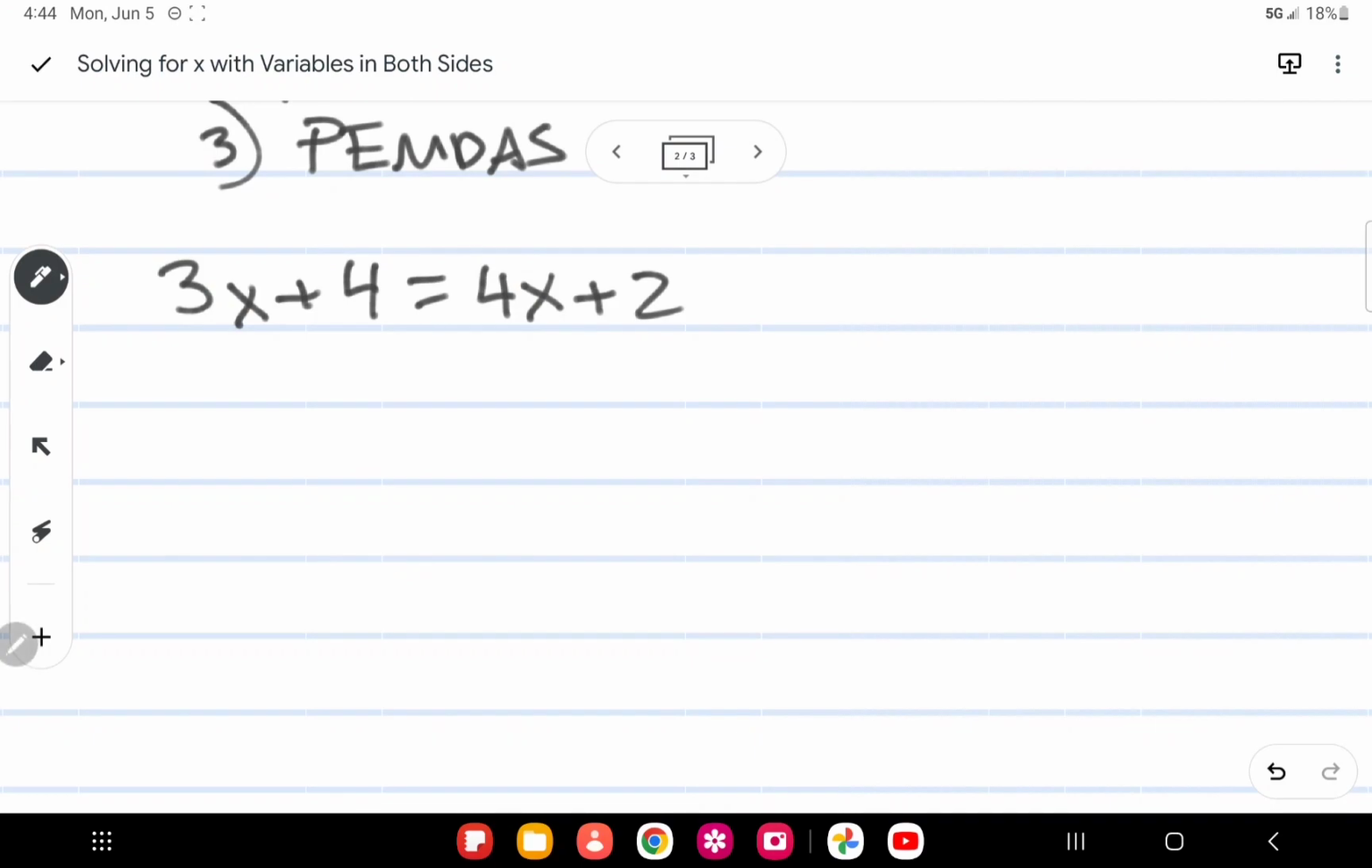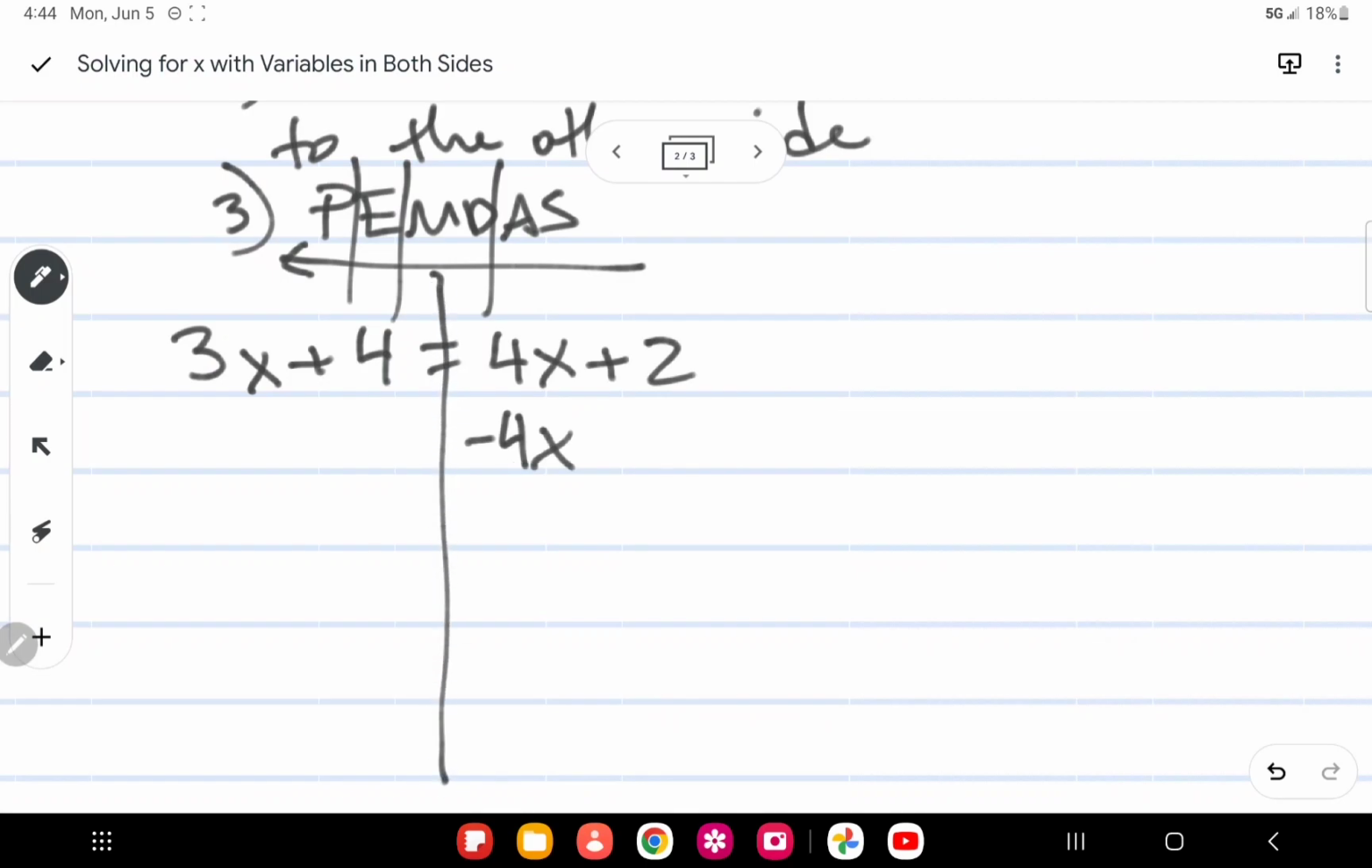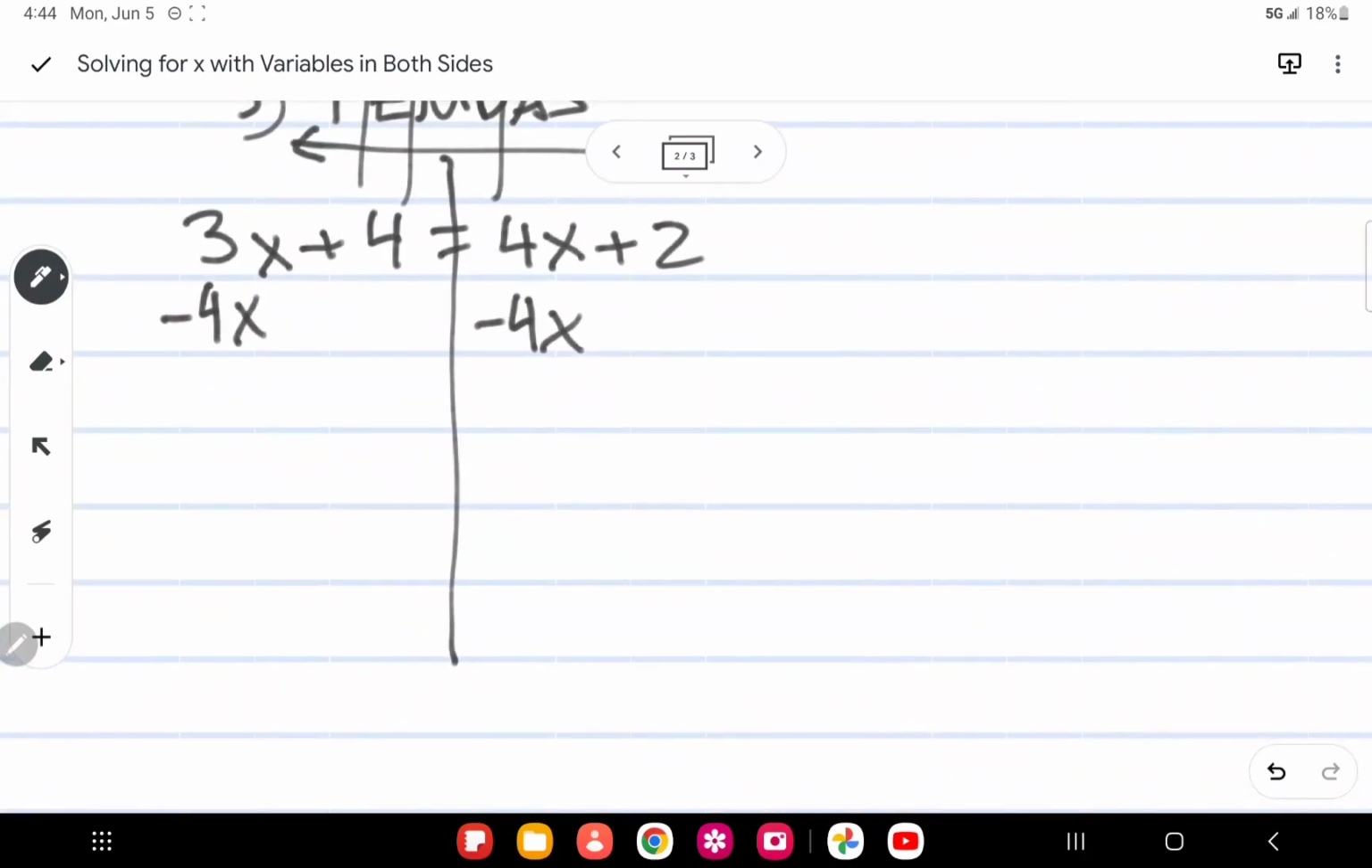So take a look at here. We have 4x on the right side. There's nothing in front of the 4x, so that means it's a positive 4x. And the opposite of positive or addition is subtraction. So I'm going to subtract 4x on this side. I'm going to draw the wall, and I need to do whatever I did here also to the other side, right below where the x is, okay?